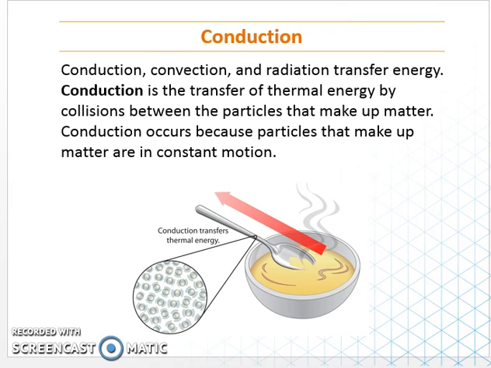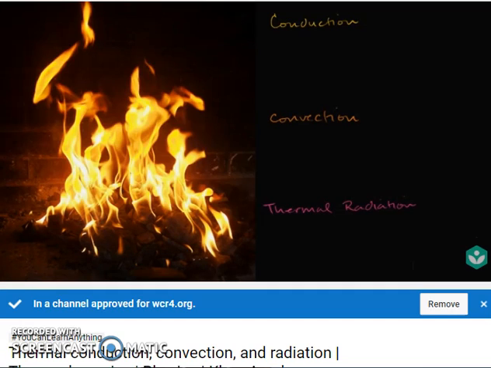Conduction, convection, and radiation, they all transfer energy. So the question is, how does conduction do that? Well, it's the transfer of thermal energy by collisions between the particles that make up matter. Conduction occurs because particles that make up matter are in constant motion. So when this metal spoon goes into this heat, into this other piece of matter, it's going to conduct its energy.